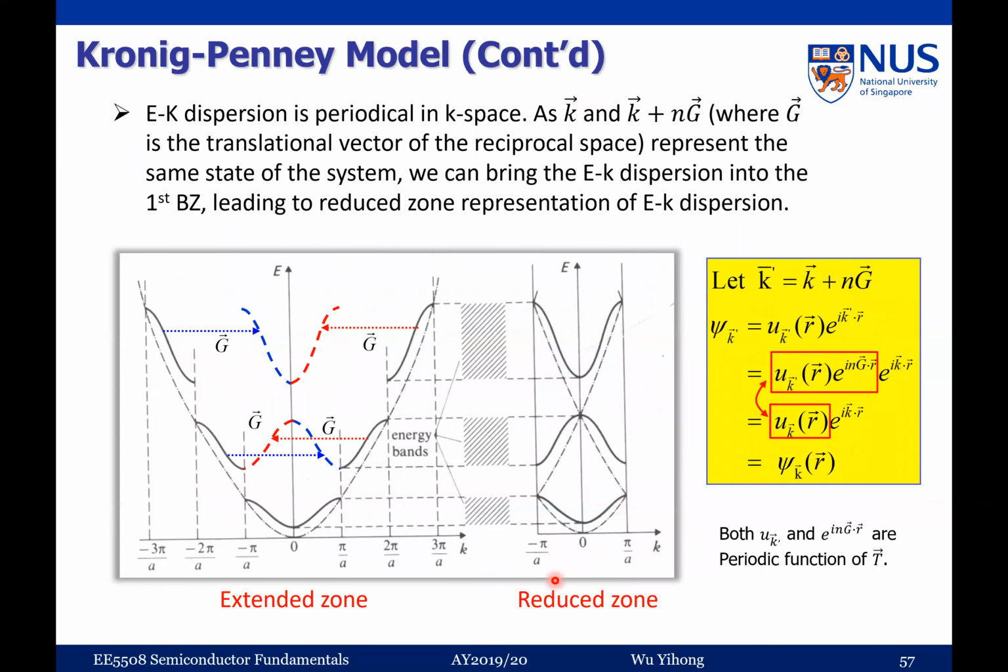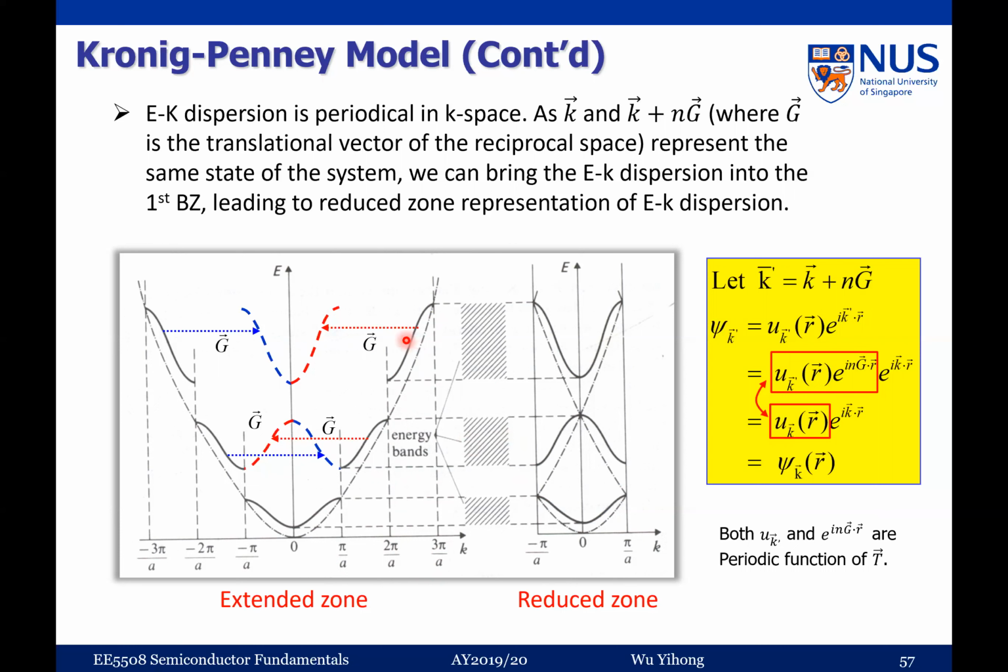Okay, now next we look at what we call the reduced zone representation. This means that in principle, you have this band gap at all Brillouin zone boundaries. So this is the first Brillouin zone boundary, this is the second Brillouin zone boundary, and then this is the third Brillouin zone boundary, right? In principle, you can do this, but this, of course, is not very convenient.